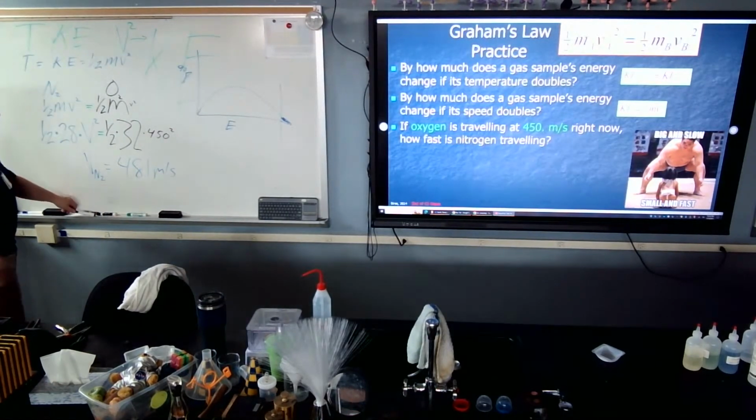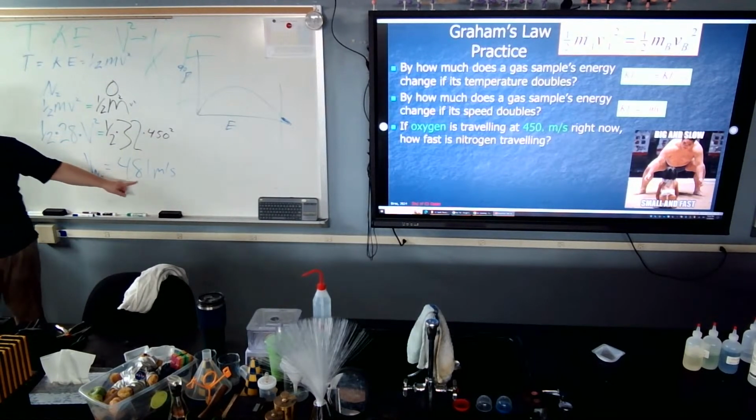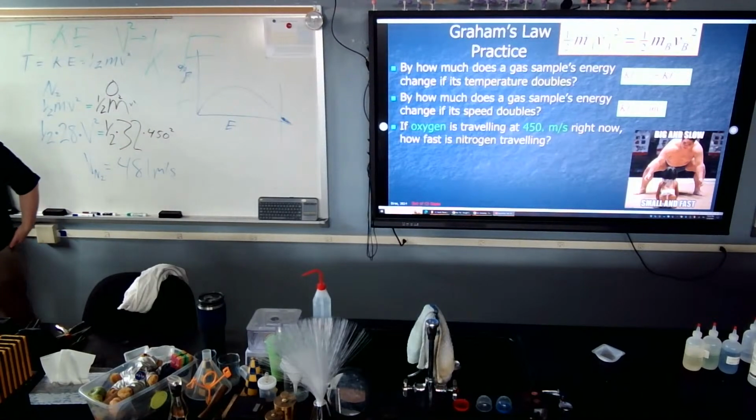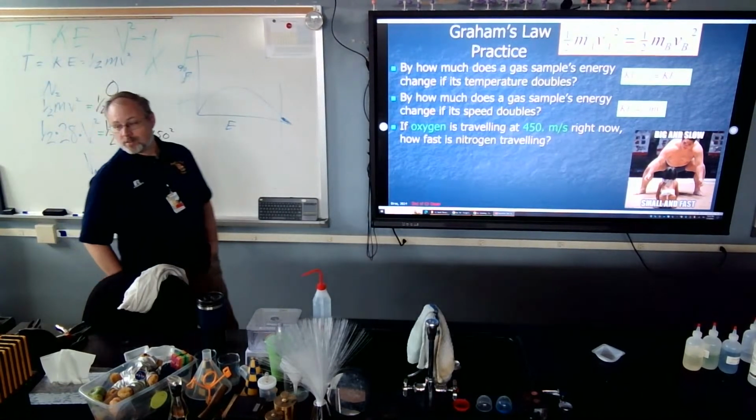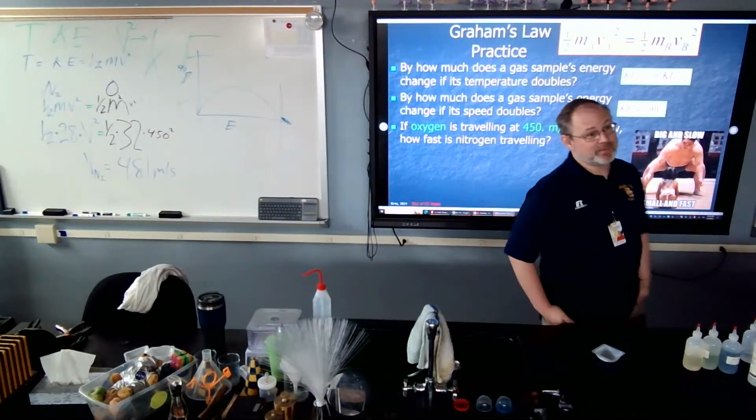And to check our work, we can realize nitrogen is smaller, so it should be going faster. And 481 is more than 450, so I get it right.